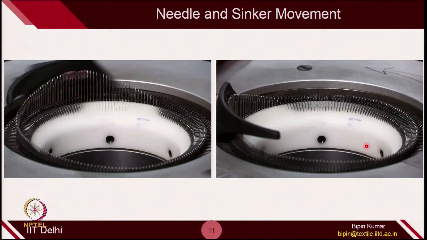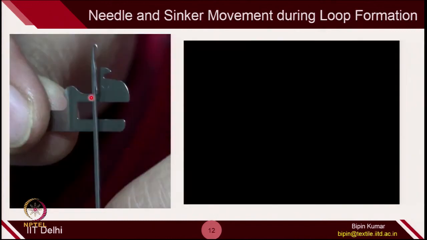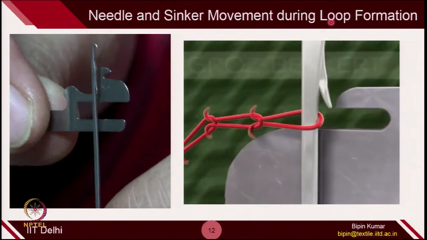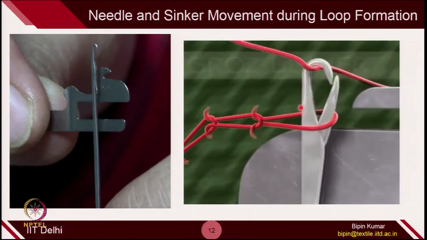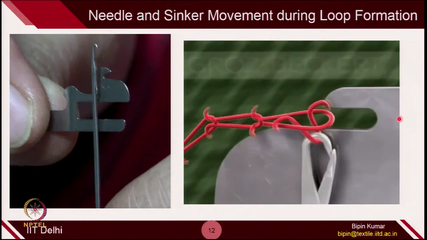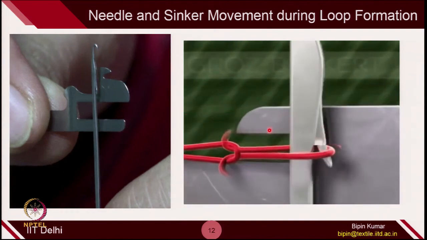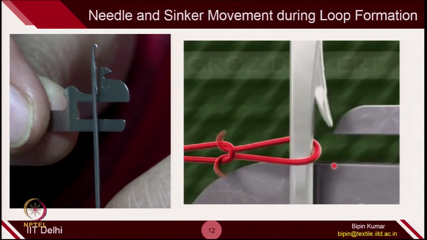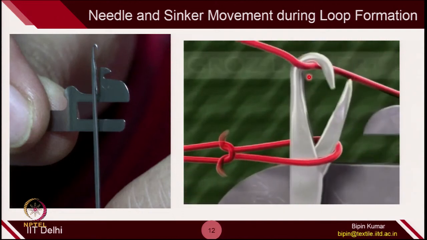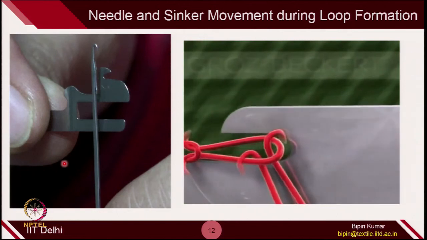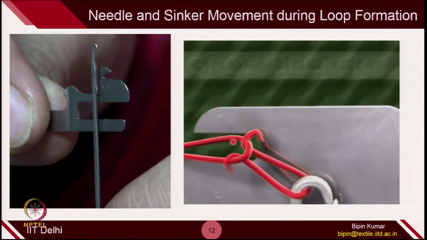I will introduce you to all those movements in a while. How this needle and sinker interact and help during the loop formation, let us see it. So, once the needle goes up, the sinker moves back and catches the yarn. Once it catches the yarn, the sinker again moves forward so that it holds the loop. You can see here, once the needle goes up, the sinker moves back. Once it catches the yarn, the sinker goes inward to catch the loop. This is how it works.